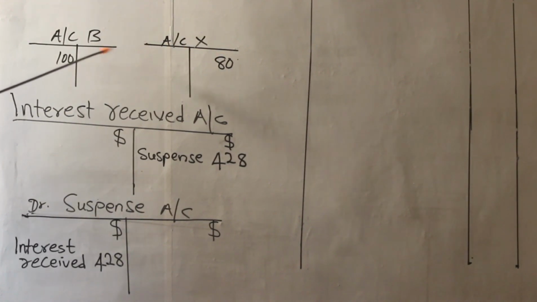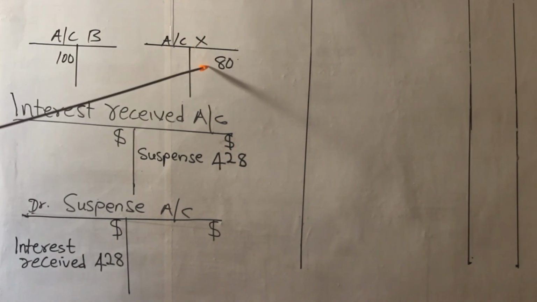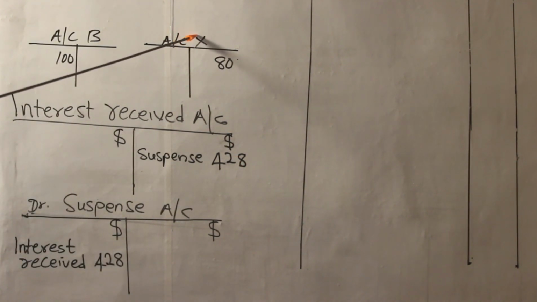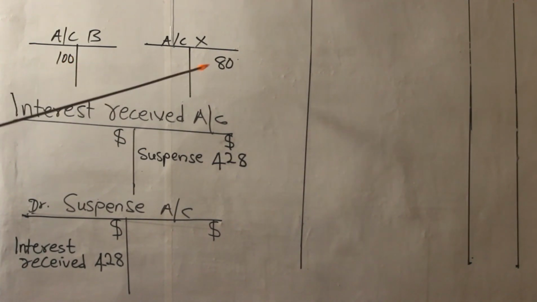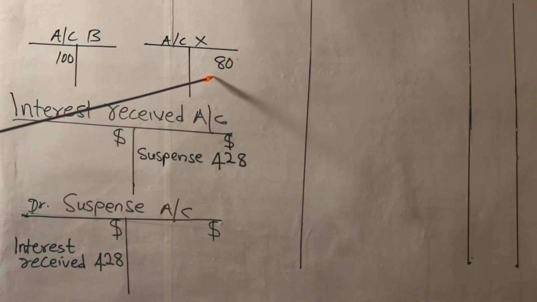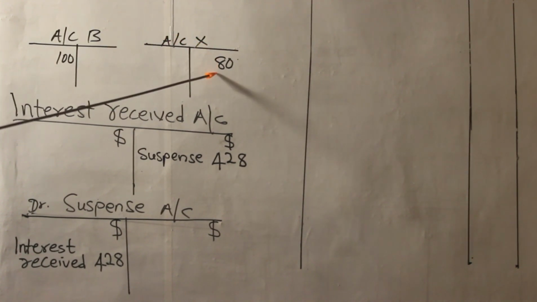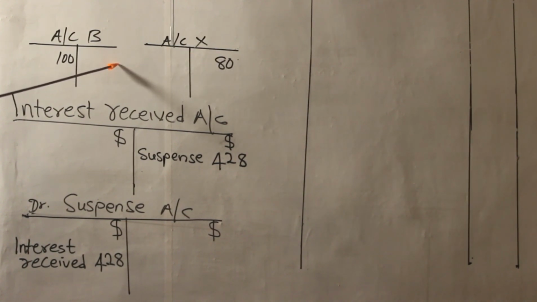Of course, when account B is debited with $100, the corresponding account S is supposed to be credited with $100. But by error, account S has been credited with $80. What it means is that account S has been undercasted by $20, that is $100 minus $80. Since the double entry principle states that for every debit entry of $100, there must be a corresponding credit entry of $100. Now, what effect will this error have in the trial balance?